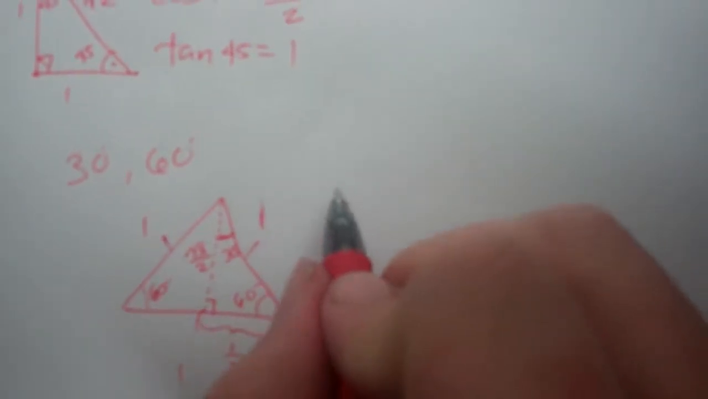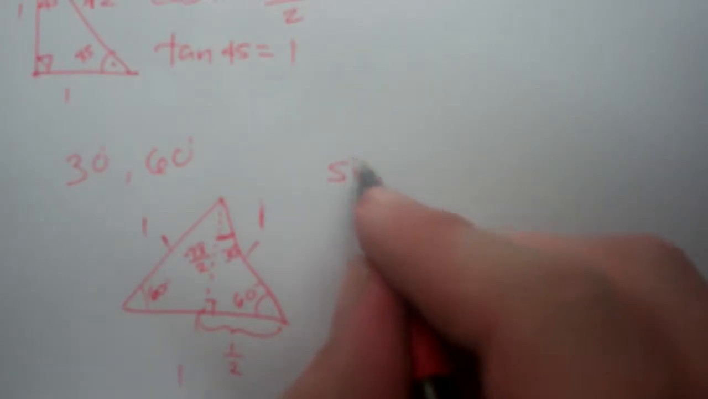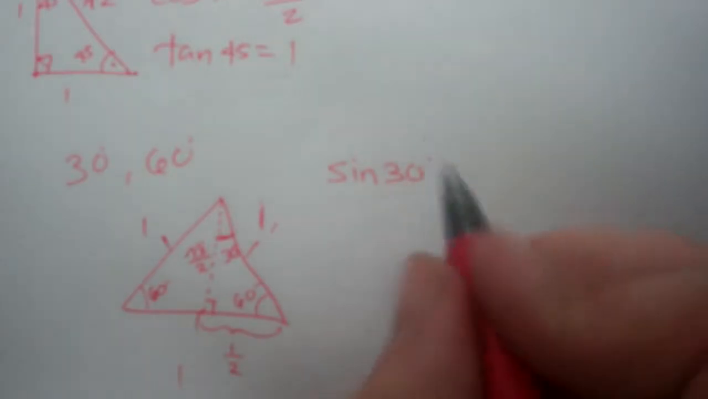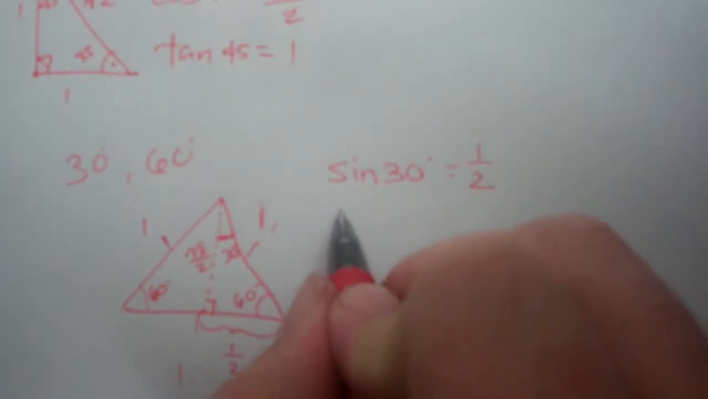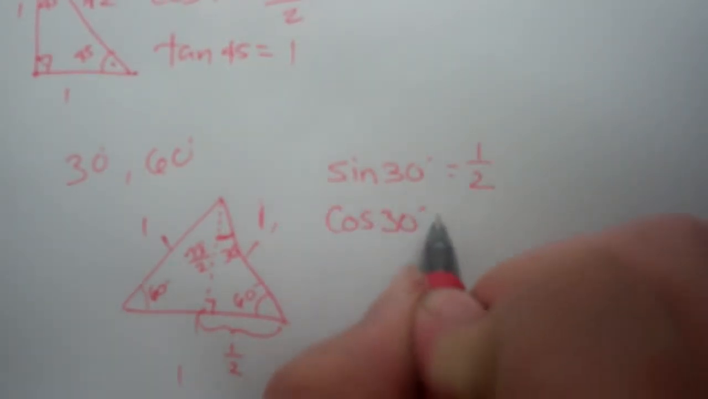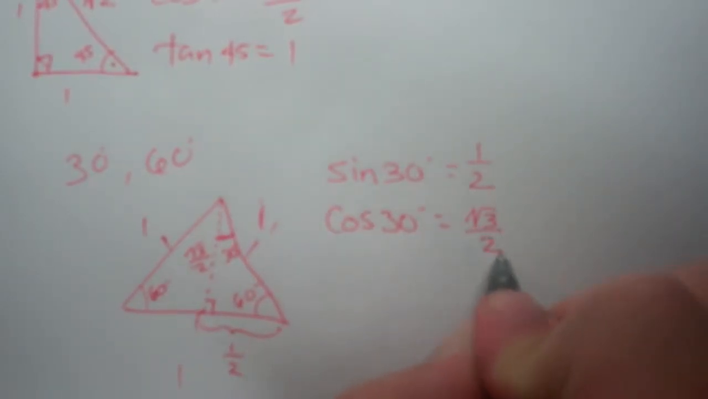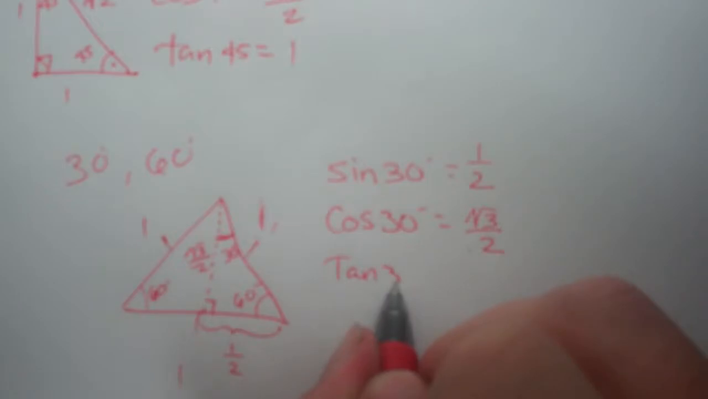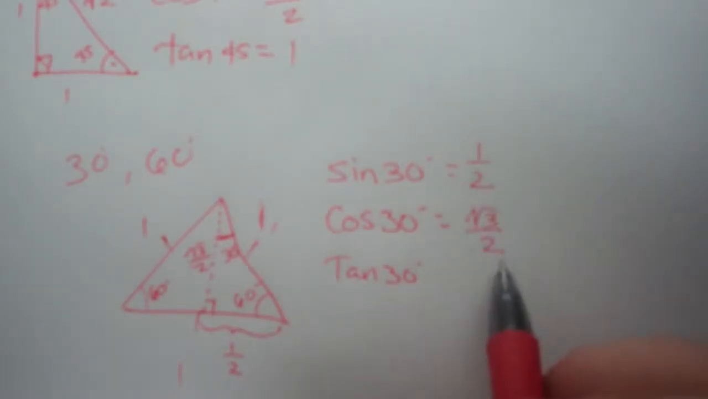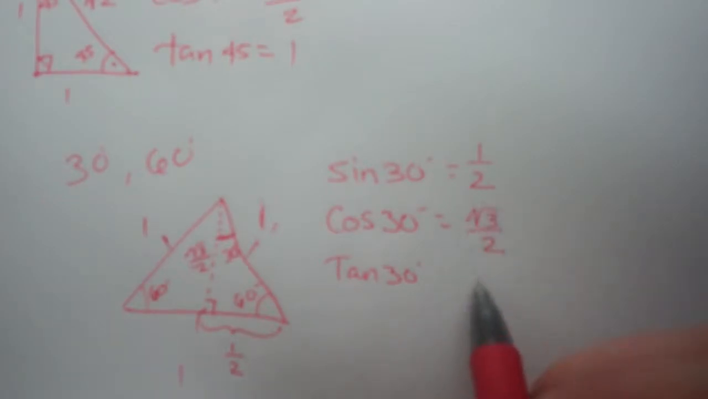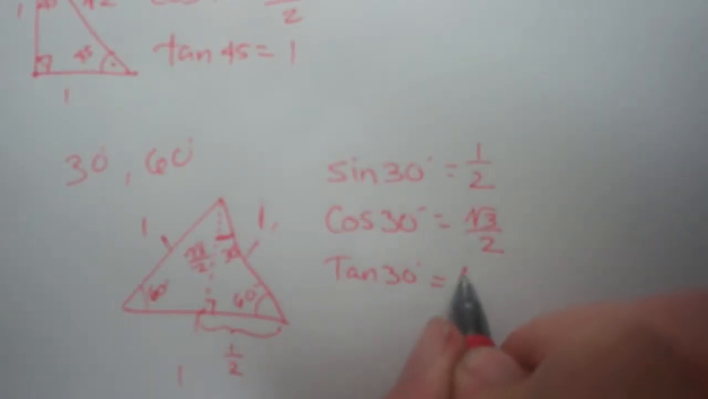And now we can use SOHCAHTOA. So the sine of 30 degrees is equal to the opposite over the hypotenuse. So the sine of 30 is 1/2. The cosine of 30 degrees is equal to the adjacent over the hypotenuse, so this is radical 3 over 2. And the tangent of 30 degrees is the sine over the cosine, so that's the sine multiplied by the reciprocal of the cosine, so that's going to become radical 3 over 3.